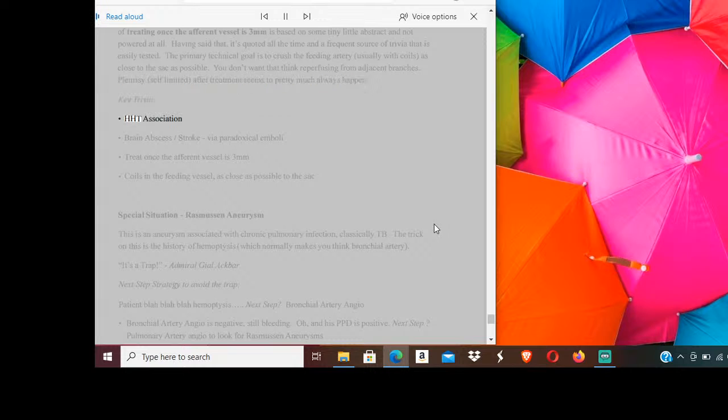Key trivia: HHT association, brain abscess and stroke via paradoxical emboli, treat once the afferent vessel is 3 mm. Coils in the feeding vessel, as close as possible to the sac.